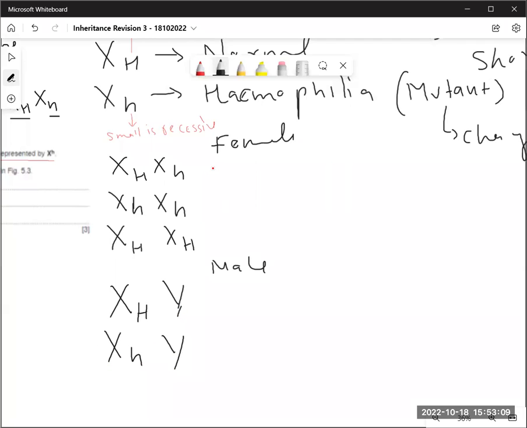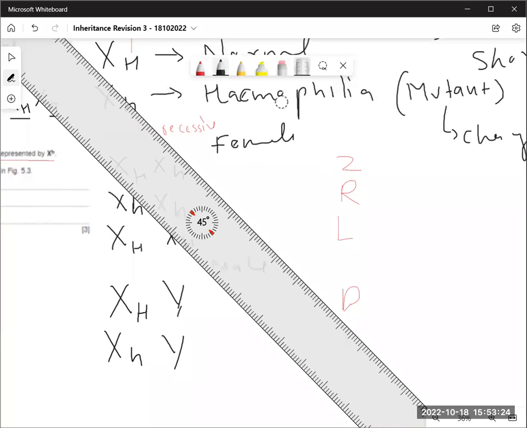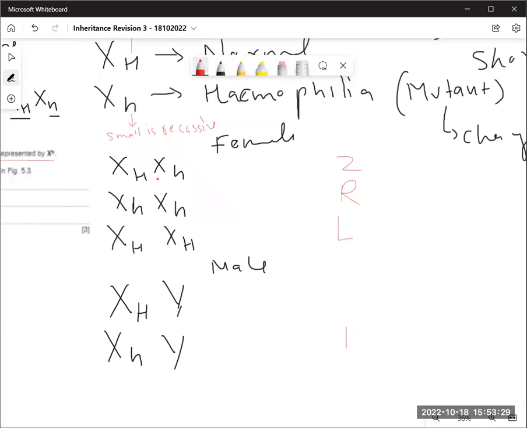Now, quickly tell me the phenotypes. I want the answer for this one from Zahara, this one from Rachit, this one from Luna, this one from Diana, and this one from Zahara. Tell me the genotypes for all of these. The phenotypes for all of these. Start. Zahara, start with the first one.